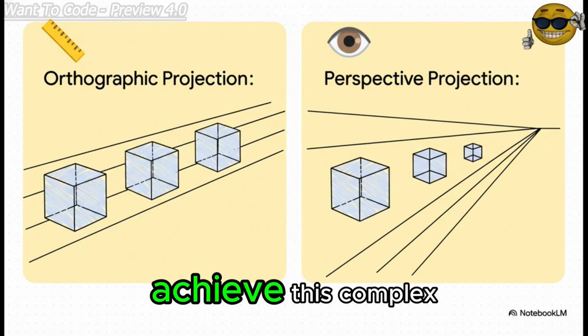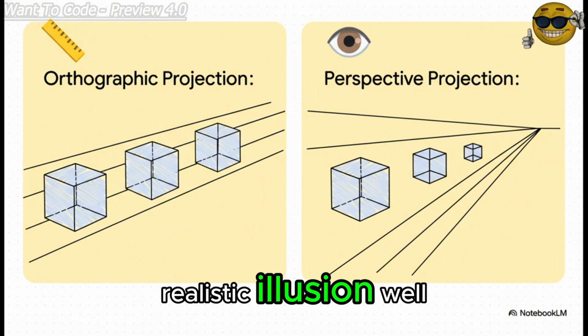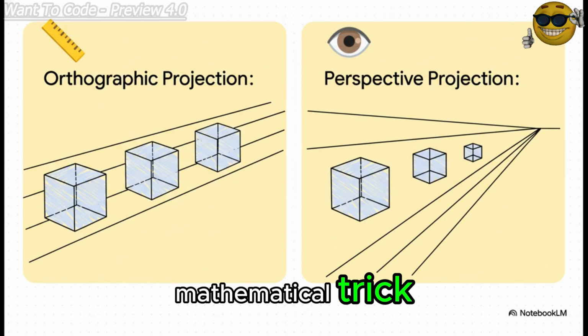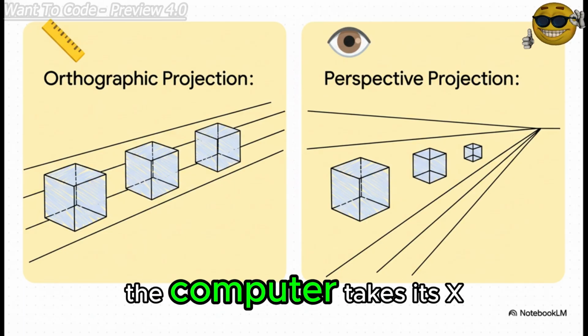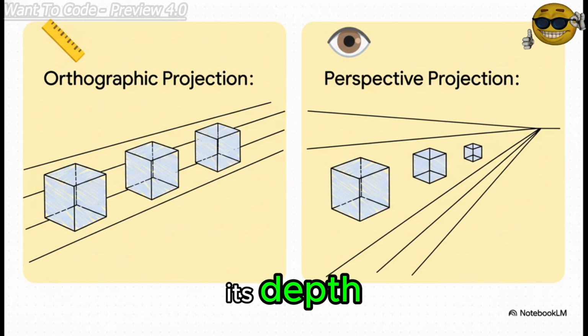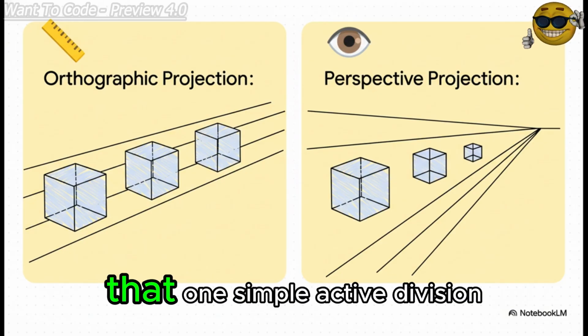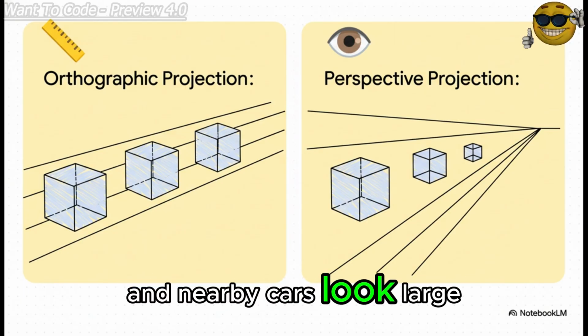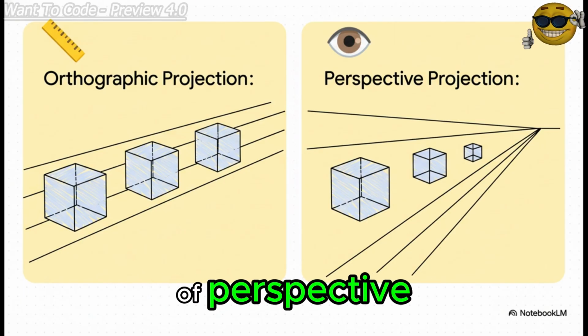So how does the computer achieve this complex, realistic illusion? Well, it's not some crazy algorithm. It is an unbelievably simple mathematical trick. For every single point, the computer takes its x and y coordinates, its position on the screen, and just divides them by its depth, its z coordinate. That's it. That one simple act of division is what makes distant mountains look small and nearby cars look large. It is the mathematical heart of perspective.